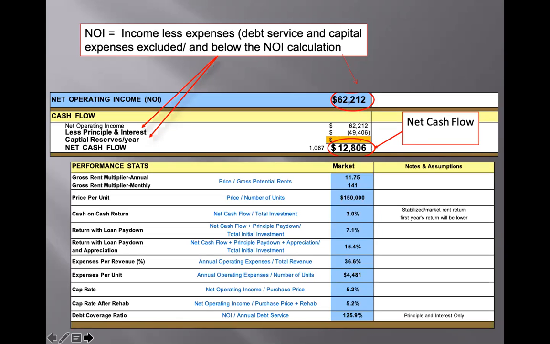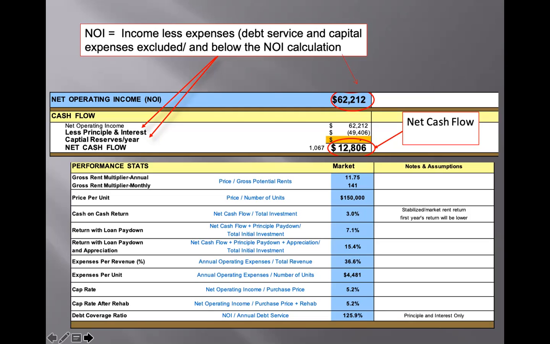Now, moving up a little in the pro forma, but still in the metrics section, let's look at some of the main returns. Above the performance stats, you'll see the net operating income, which is income less expenses. And then you'll see a few of those other items plugged in to create cash flow. Those other items are going to be your annual principal and interest payment. So that's where your debt service goes. And your capital reserves per year.